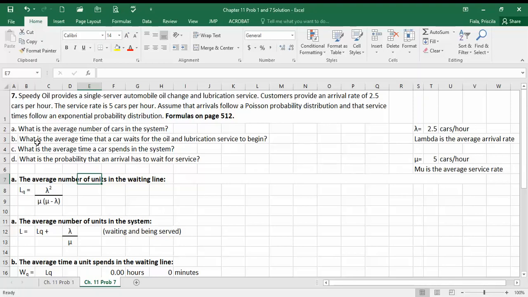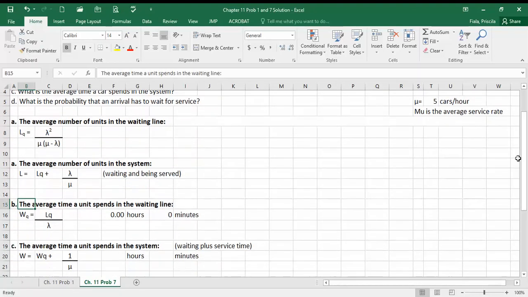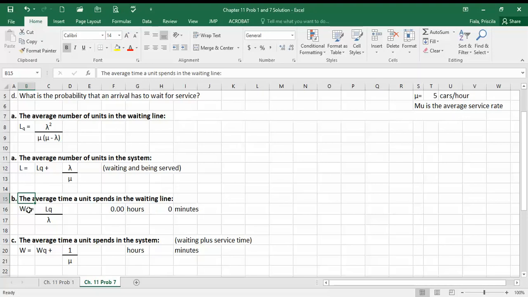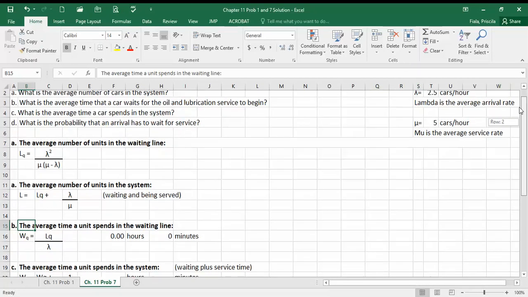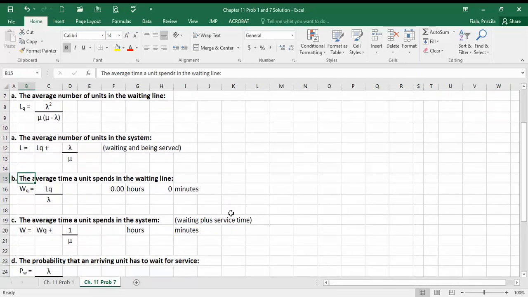B is asking, what is the average time that a car waits for the oil and lubrication service to begin? They have already been put in the system. Now they are waiting to be serviced, right? So for their specific oil and lubrication service, the average time a unit spends in the waiting line is WQ. It's called WQ, which is LQ, the same value we're going to calculate first, divided by your lambda.